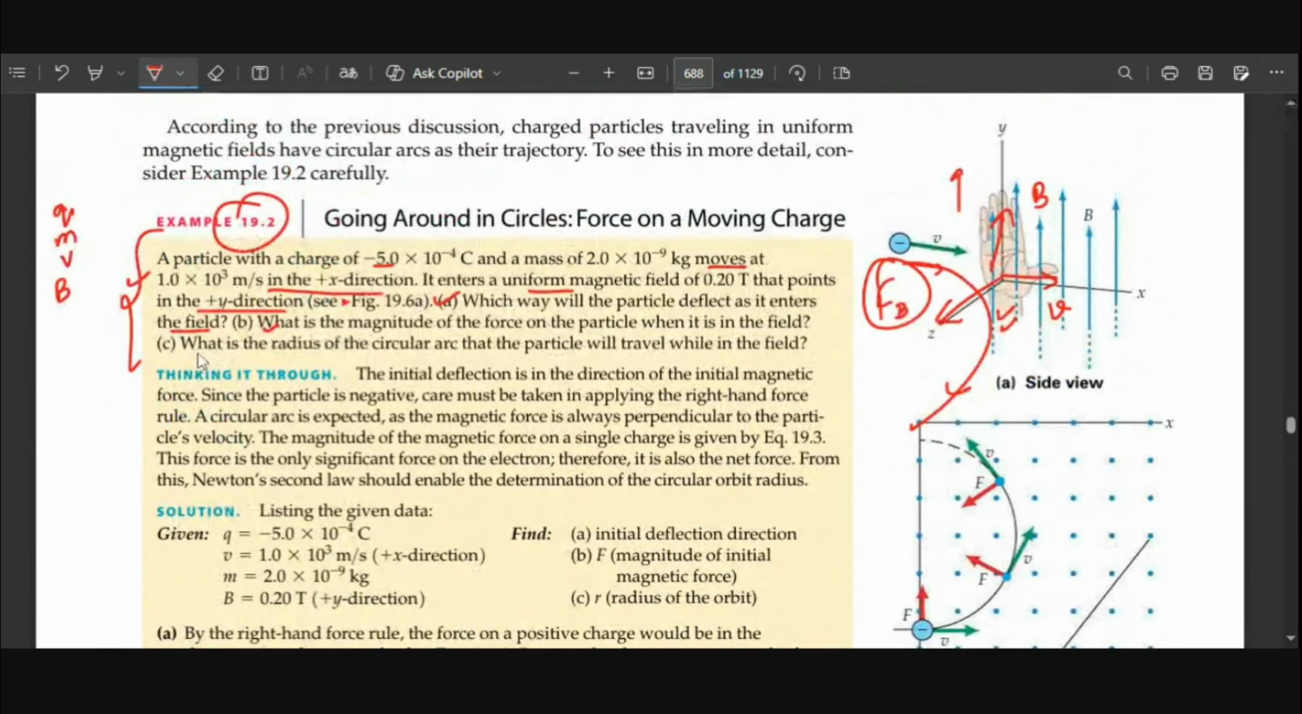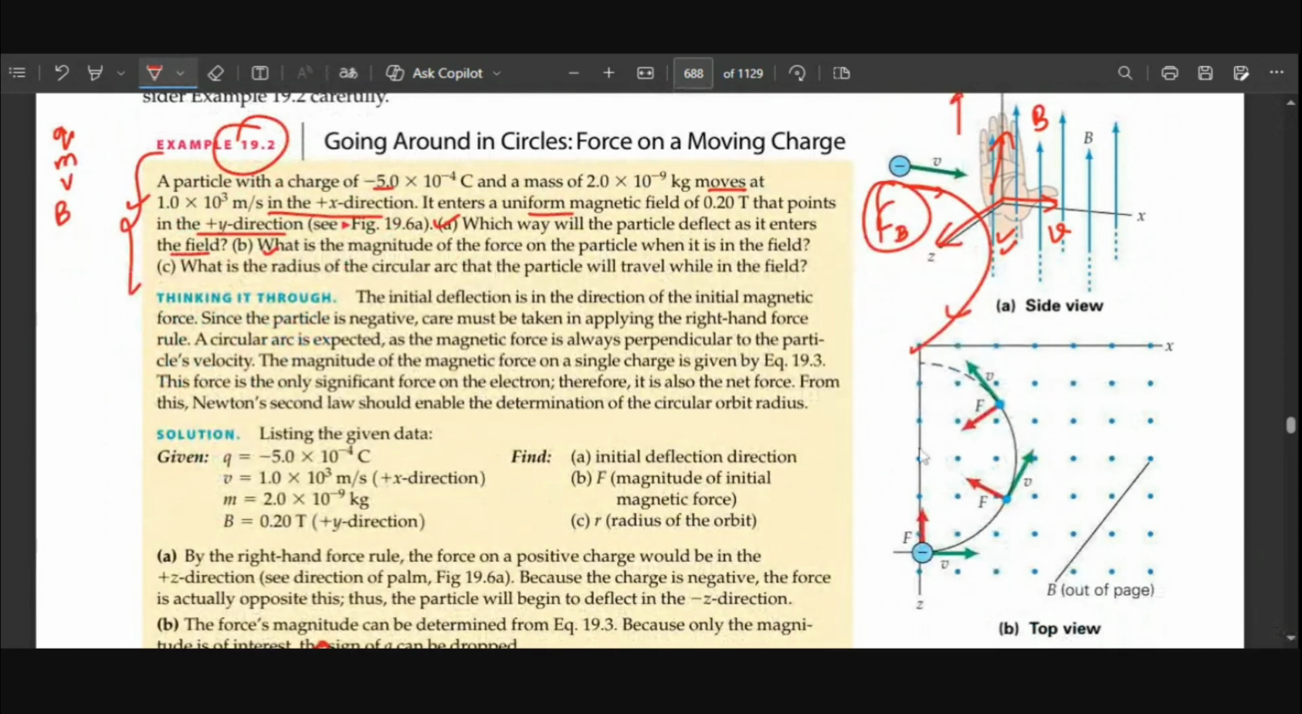Now, the third part. What is the radius of the circular arc that the particle will travel while in the field? So we have to understand this thing that charged particle enters into the field this way, and magnetic field is outward. It is represented by dot. Always remember that. Sometimes in order to represent a 3D diagram in 2 dimensions, we use dot and cross.